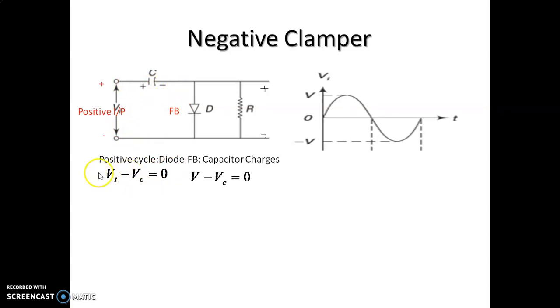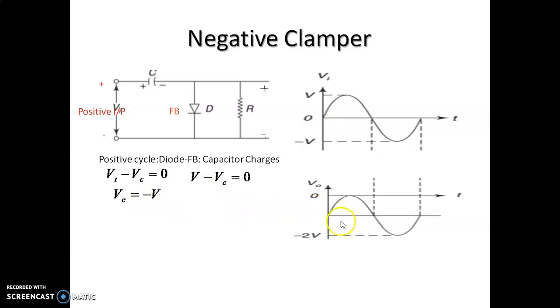So what is the level of VI now? VI is V. So V minus VC equal to 0. So VC, that is the capacitor, gets charged to a level of minus V volts. So in the input signal, the reference level is 0 volts, whereas in the output signal, the reference level will be at minus V volts. That is, this reference level will be at minus V volts.